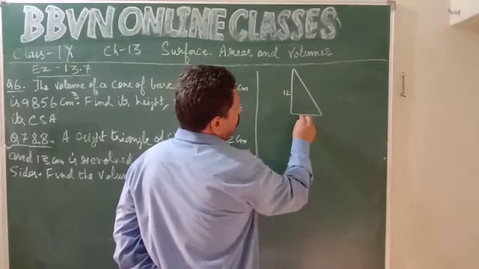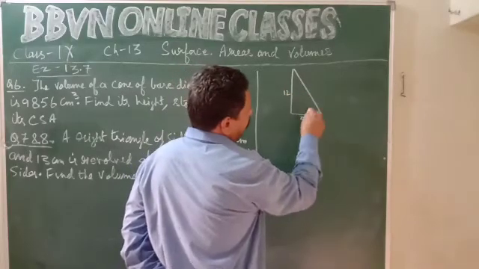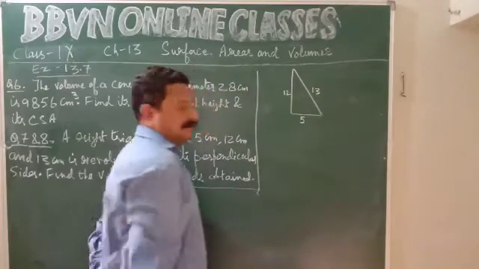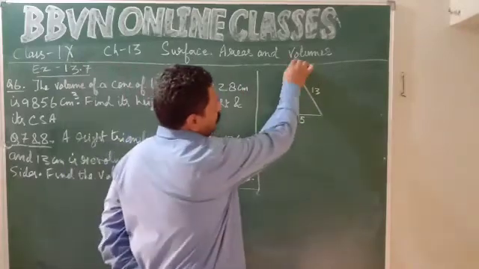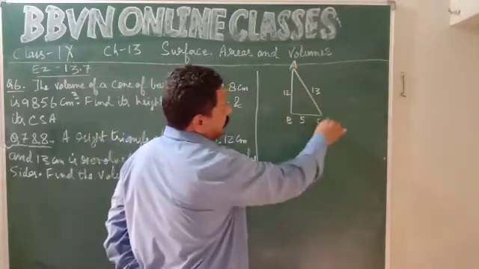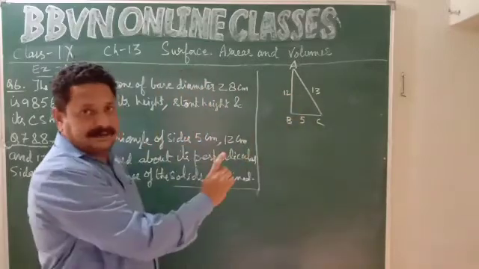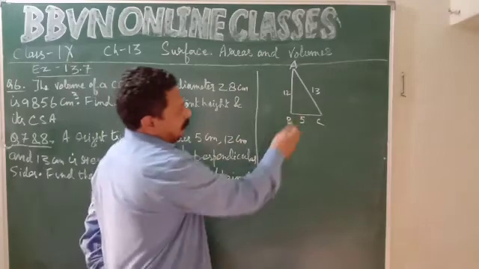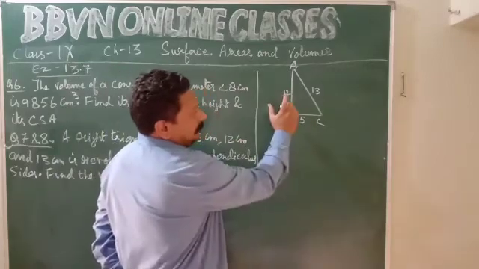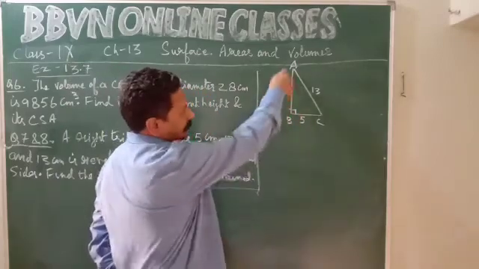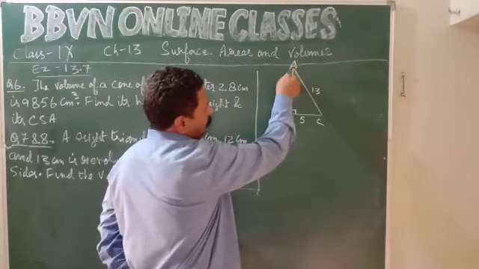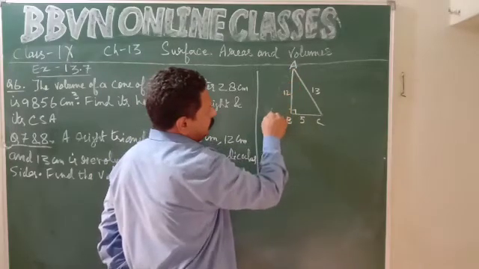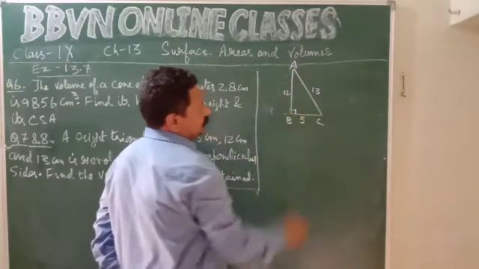ये 12, ये 5 और ये 13, right? Now suppose this is A, this is B, this is C. A B को ऐसे ही रखना है और इसको घुमाना है. So what happens if you revolve it along the side AB? So you get the shape of a solid cone.